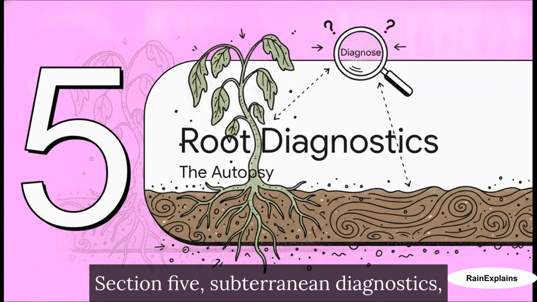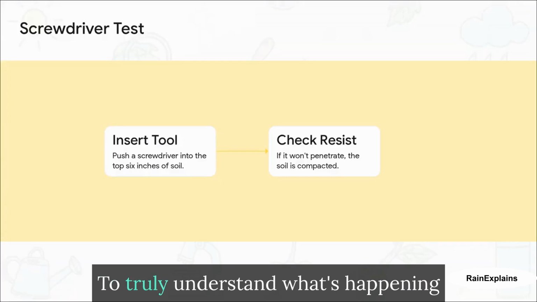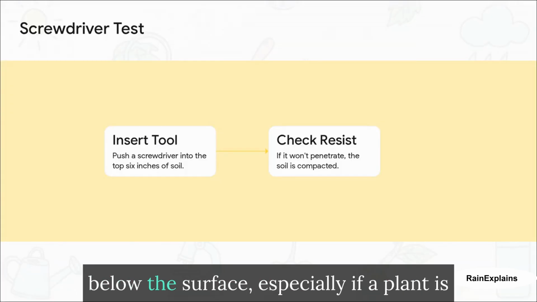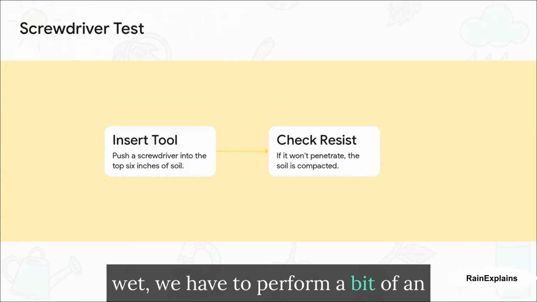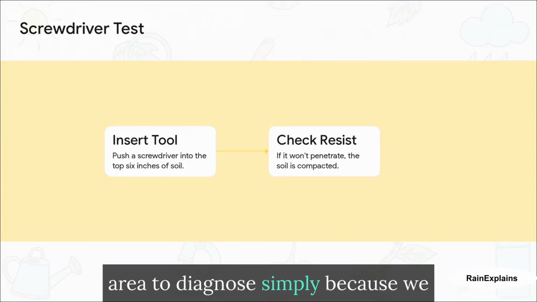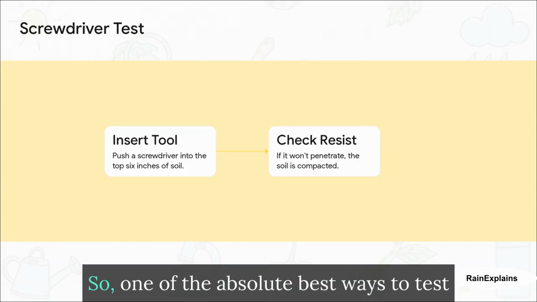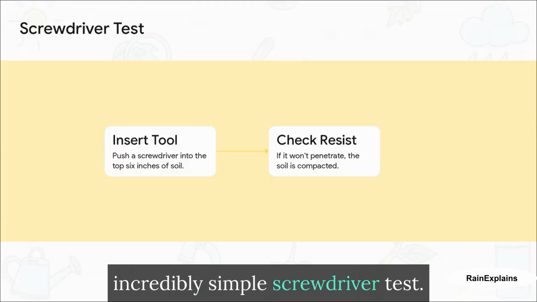Section 5. Subterranean Diagnostics. The autopsy. To truly understand what's happening below the surface, especially if a plant is wilting despite the soil being perfectly wet, we have to perform a bit of an autopsy. The root zone is the most challenging area to diagnose, simply because we can't easily see it. So one of the absolute best ways to test your cultural soil conditions is the incredibly simple screwdriver test.